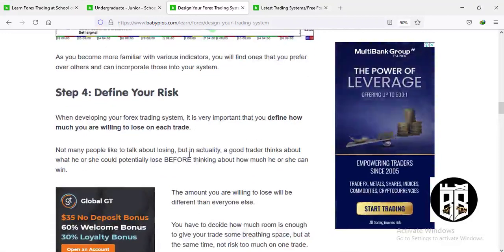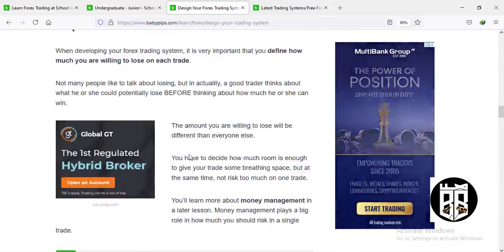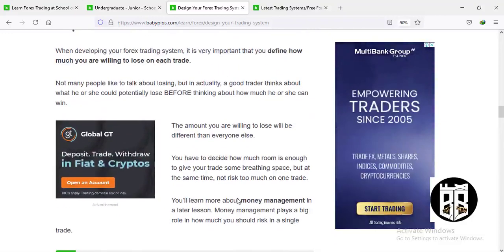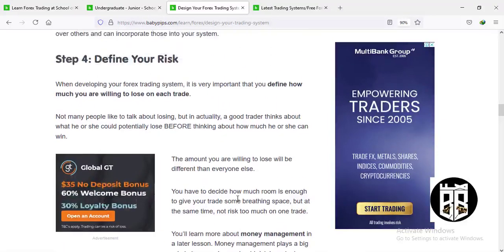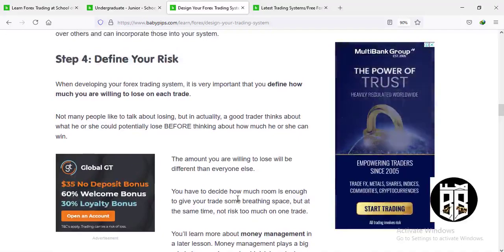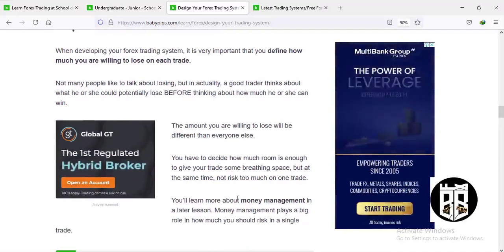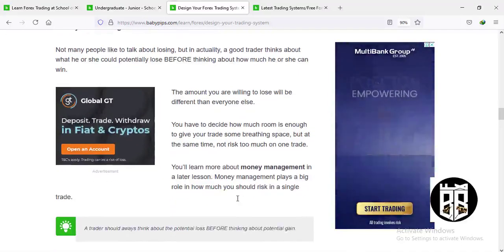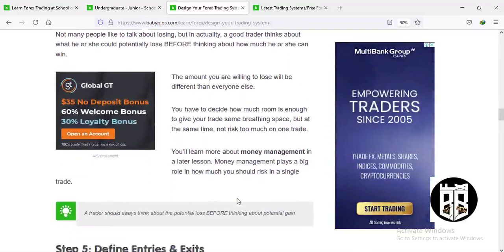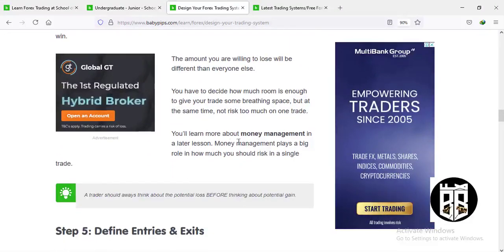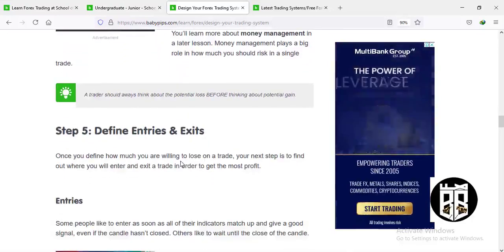Then the next step is to define your risk. Before you even think of how much you're going to make, think of how much you are willing to lose on that particular trade before you click buy or sell. We are going to learn more about this and money management in a later lesson.